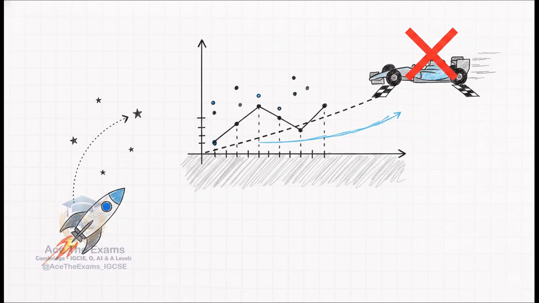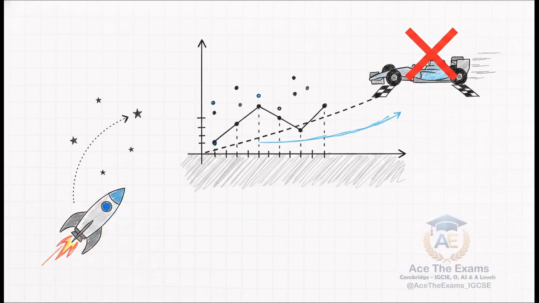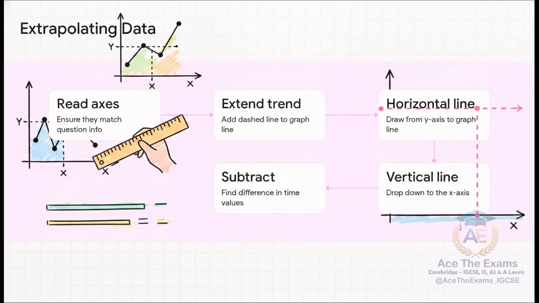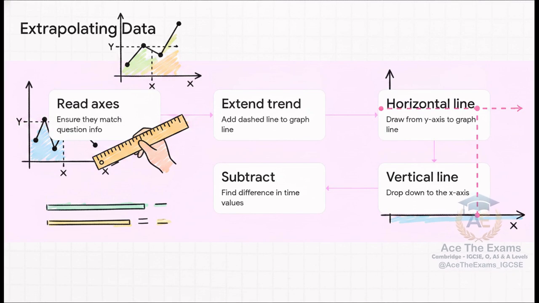But here's where students lose marks. You must use your physicist's intuition to judge if the trend will logically continue. For instance, you wouldn't extrapolate the speed of a sprinter indefinitely, because obviously they are going to get tired and slow down. But in tightly controlled scenarios, extrapolation is a brilliantly powerful predictive tool. To extrapolate effectively and secure those method marks, just follow these 5 bulletproof steps. First, always read your axes to ensure everything matches up.